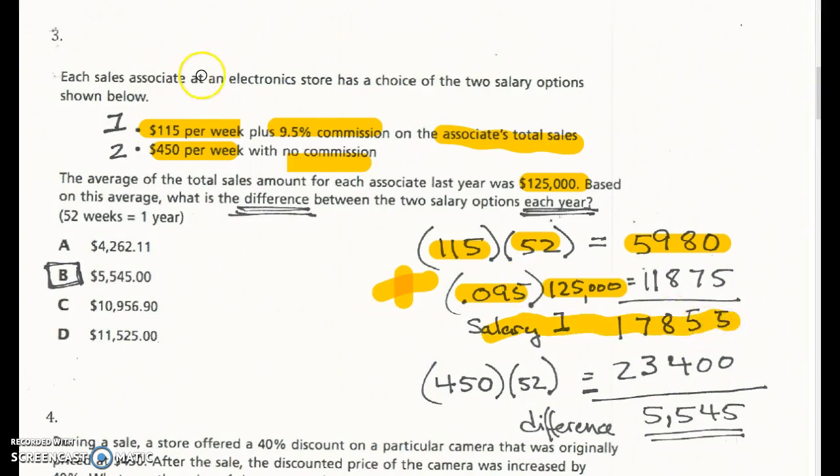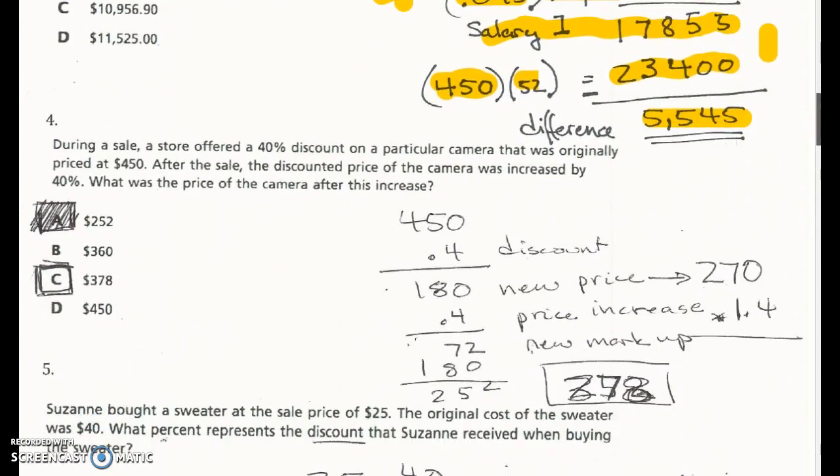Person 2 is the one that makes no commission. So I'm just going to take $450 per week, multiply it by 52 weeks in the year, and I get 23,400. And surprise, this person actually makes a lot more. So let's find the difference. The difference is 17,855 minus 23,400. The difference is $5,545, or answer B.